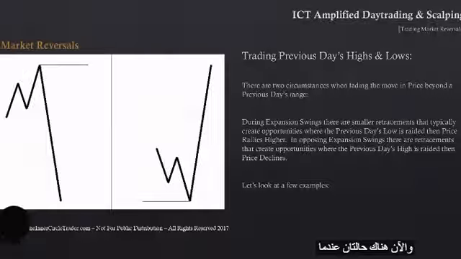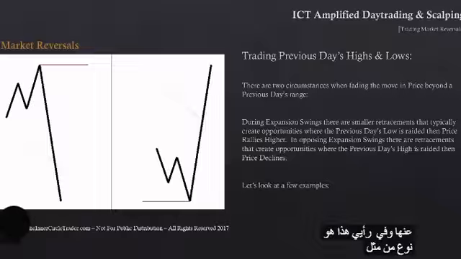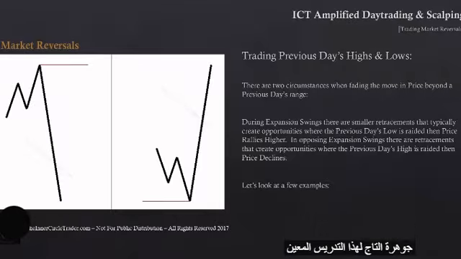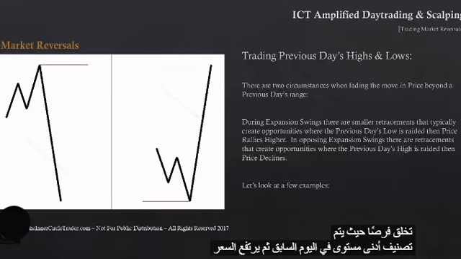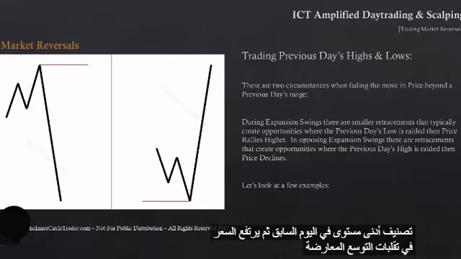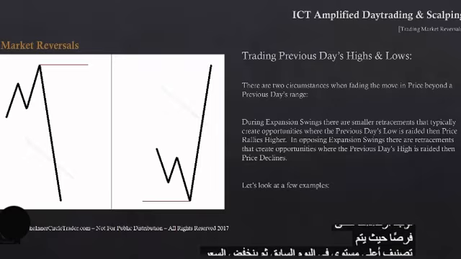Now, there are two circumstances when we're looking to fade the price beyond the previous day's range. There are characteristics, things that we look for. In my opinion, this is the crown jewel of this particular teaching. During expansion swings, there are smaller retracements that typically create opportunities where the previous day's low is raided, then price rallies higher. In opposing expansion swings, there are retracements that create opportunities where the previous day's high is raided, then price declines.